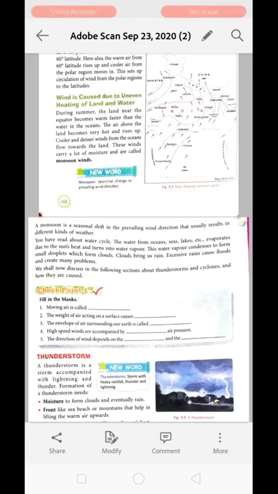Fourth, high speed winds are accompanied by reduced air pressure. Fifth, the direction of wind depends upon temperature and air pressure.